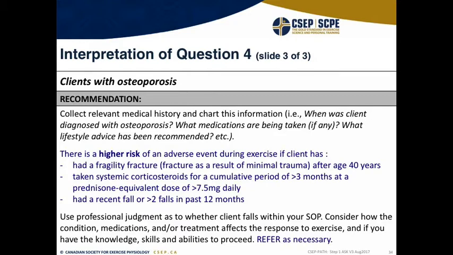Another question to ask is about recent falls. So if a client has had a fall recently or more than 2 falls in the past 12 months, they are also at a greater risk of an adverse event. Certainly throughout this talk, when I say they're at a higher risk of an adverse event, it does not mean that they should not exercise, but again goes back to clients might need to work within certain limitations of exercise or constraints, or have more clinical monitoring. And that's where the CSEP CEP level would be more appropriate for these clients.